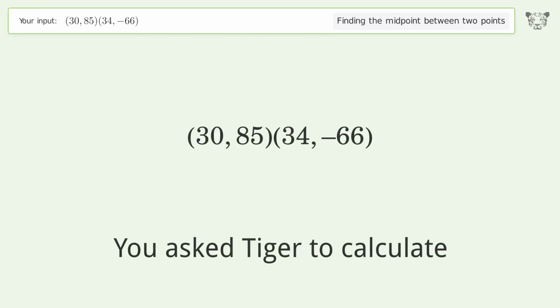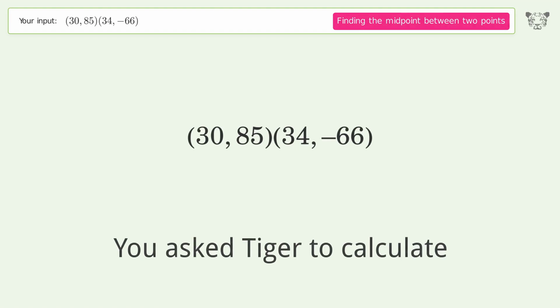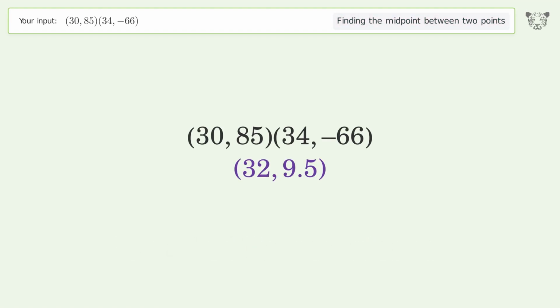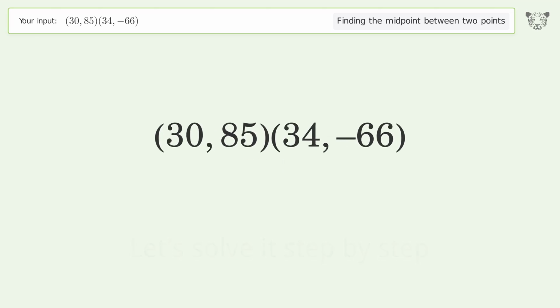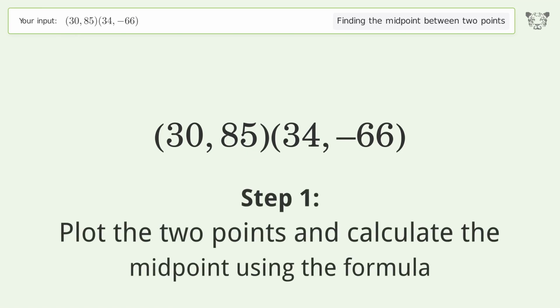You ask Tiger to calculate. This deals with finding the midpoint between 2 points. The midpoint between the 2 points is 32, 9.5. Let's solve it step by step. Plot the 2 points and calculate the midpoint using the formula.